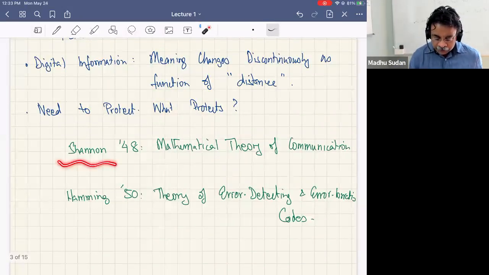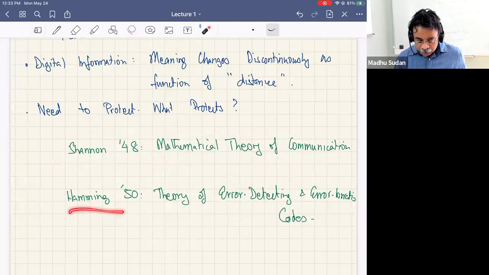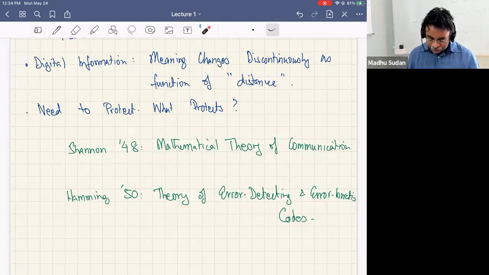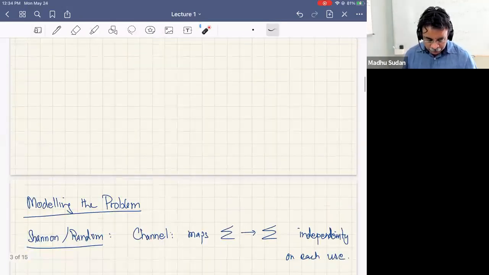Two seminal works studied this. Shannon's work in 1948 and Hamming's work in 1950. Shannon was interested in a broad overreaching theory of communication, more than just error correcting codes, which is all we will talk about. Hamming was the one who actually introduced the theory of error correcting codes. It's error detecting and error correcting codes, in case you can't read that. But together, the two set the frameworks of the field, and this is what we will be studying today.